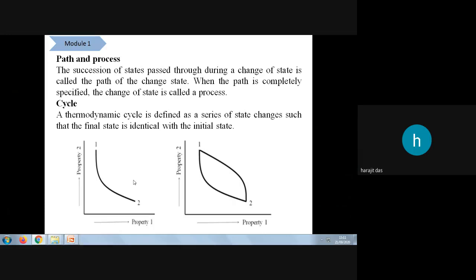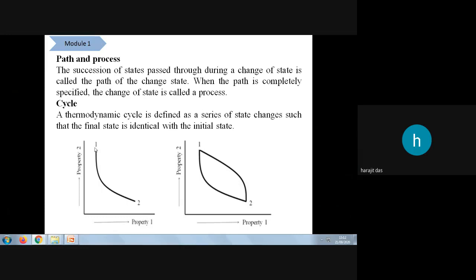Hello dear students. So in the last class, we have seen what is a process. So I just want to recapitulate some points about the process. Here you represent any process in thermodynamics. So we need to connect a number of intermediate thermal equilibrium points.